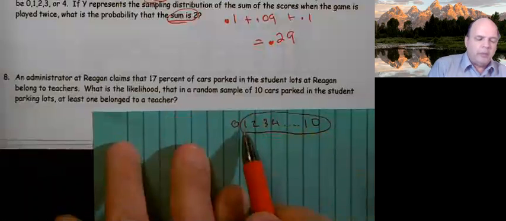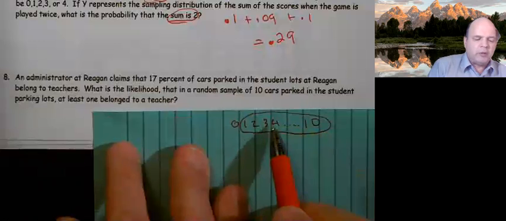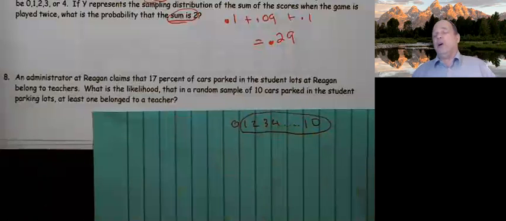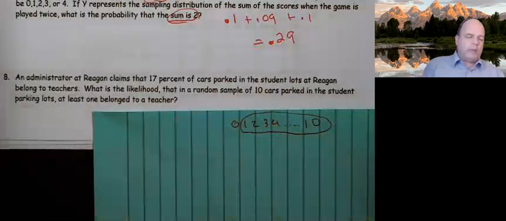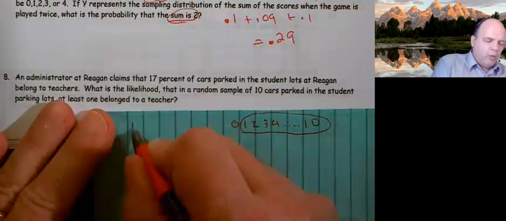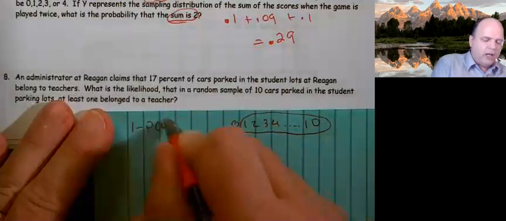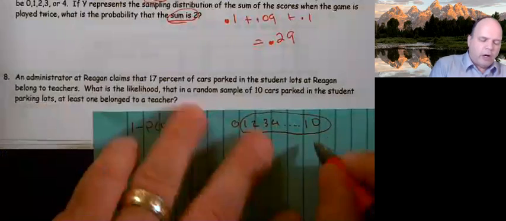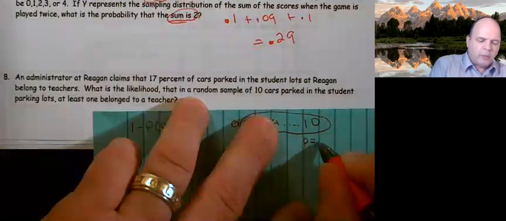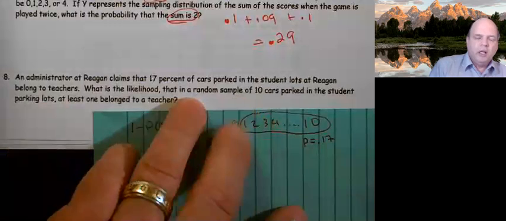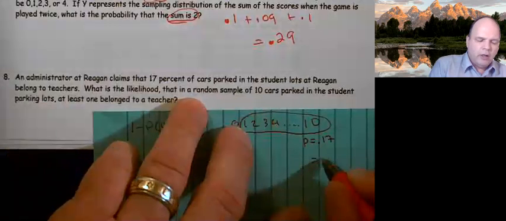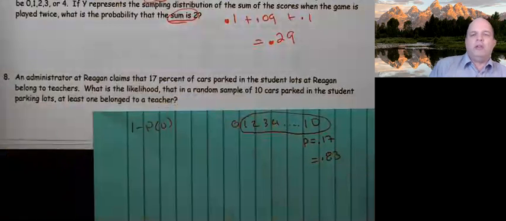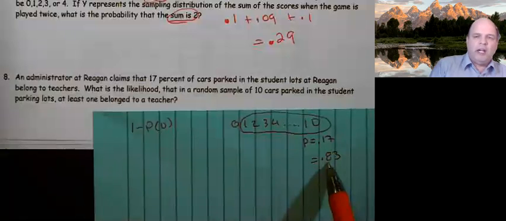We're interested in the probability of 1, probability of 2, probability of 3, probability of 4. And I have to do all those individual probabilities, or I can make it easy on myself and do 1 minus the probability that none of the cars belong to teachers. Well, what's the probability of a car belonging to a teacher? The probability is 0.17. The complement means it didn't belong to a teacher. So this is my complement: 83% of the cars don't belong to the teachers.